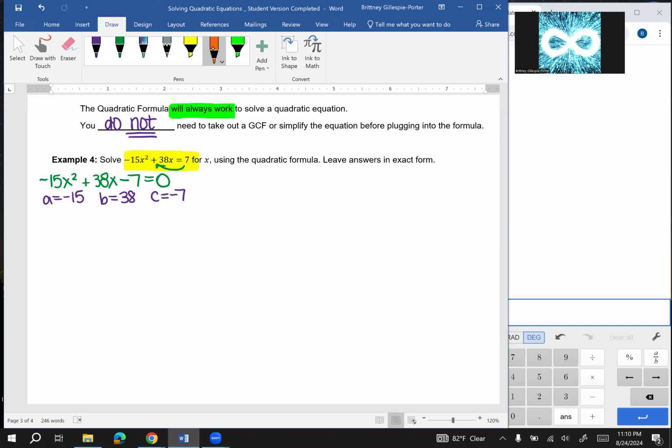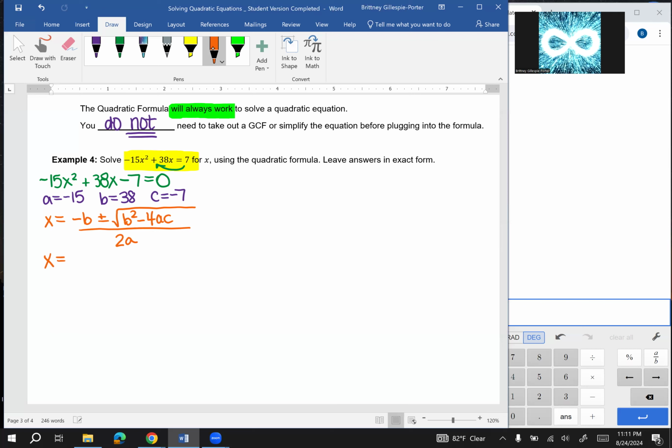Remember, the quadratic formula was x is equal to the opposite of b plus or minus the square root of b squared minus 4ac all over 2a. So we're going to plug in negative 15 wherever we see an a, 38 wherever we see a b, and negative 7 wherever we see a c.